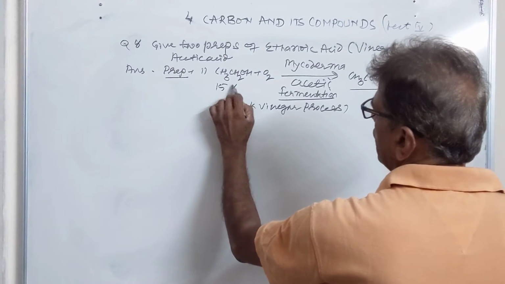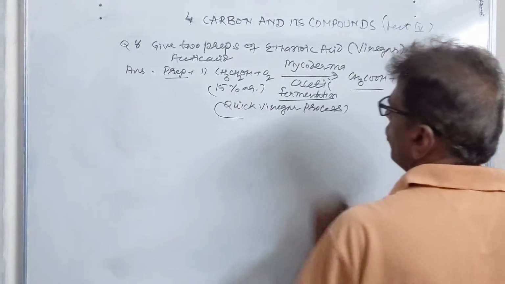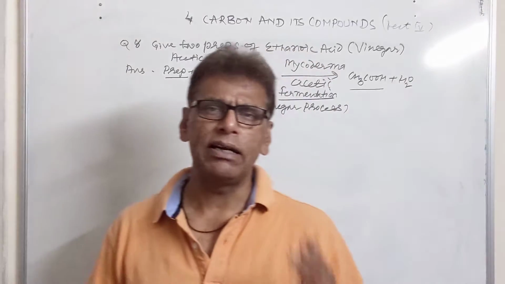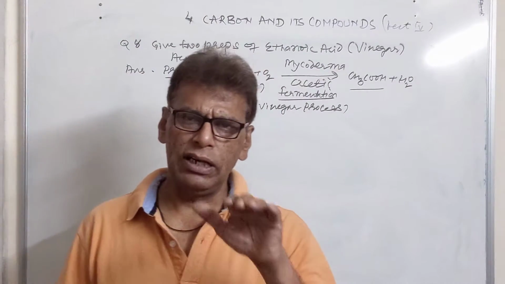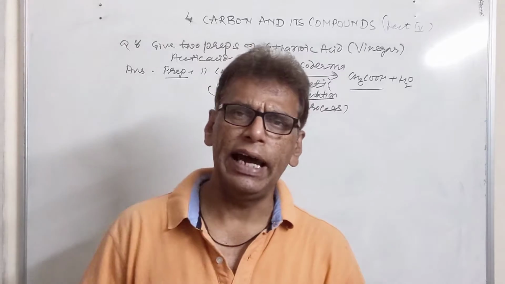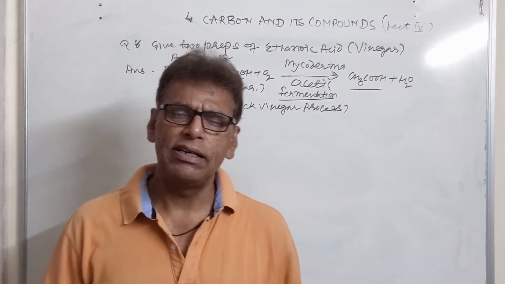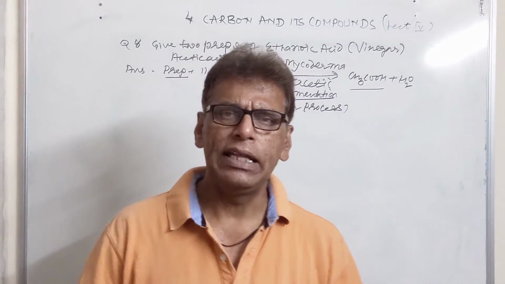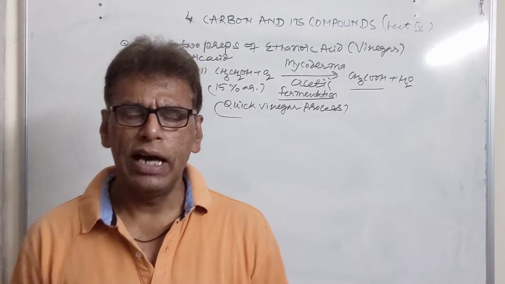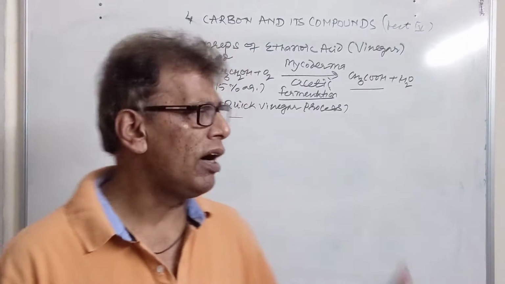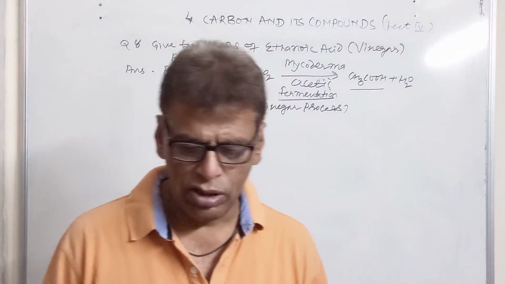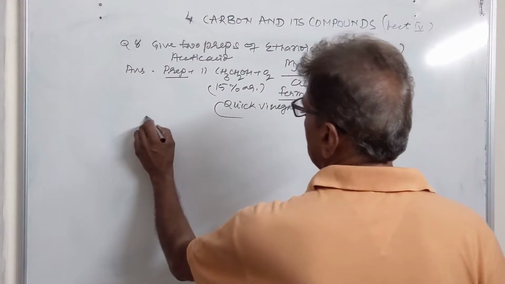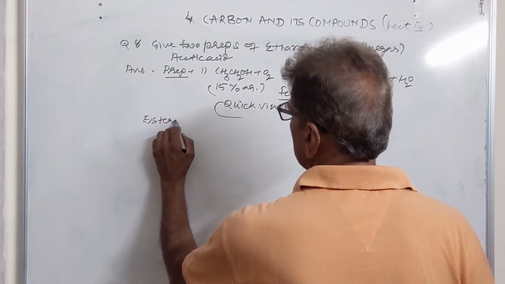A 15% aqueous solution of ethyl alcohol is taken, and this ethyl alcohol is filled in a vat containing sawdust. Small holes are created in that vat through which air enters, and air carries the spores of these bacteria. They grow there and produce enzymes which carry out the oxidation of ethyl alcohol into carboxylic acid. Now we have the esterification reaction or saponification reaction.